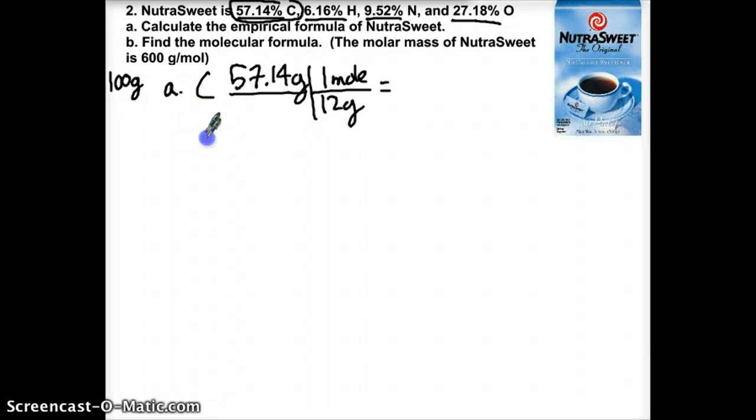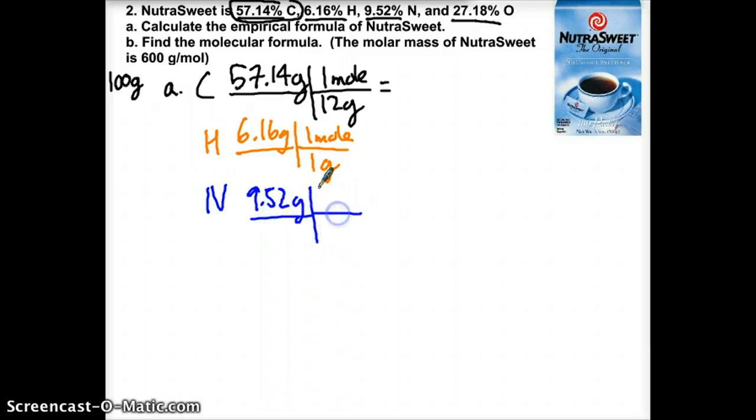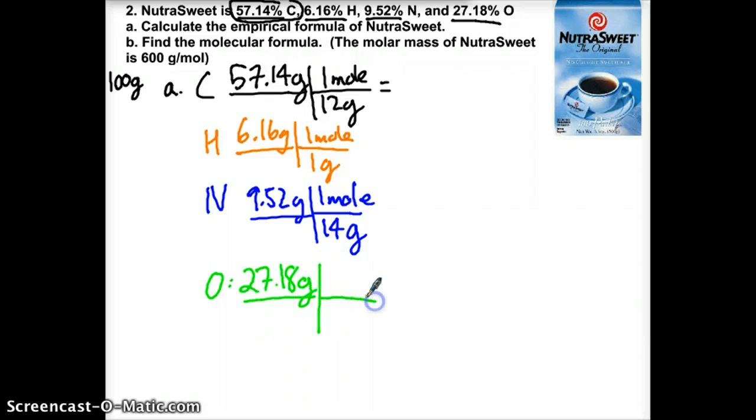I'm going to do the same thing for hydrogen. I'm going to assume I have 6.16 grams of H. 1 mole of H is 1 gram. For nitrogen, it's 9.52 grams. 1 mole is 14 grams. And last but not least, oxygen. It is 27.18 grams. 1 mole, 27.18. Again, figure out the moles of each.